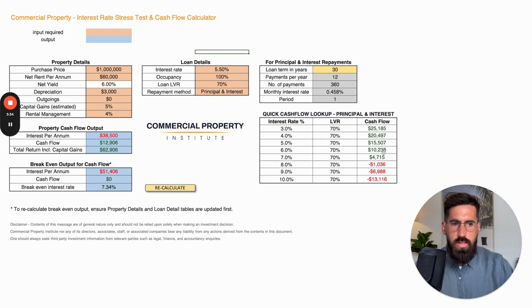And then you can actually see the interest rate where it becomes negative is actually a bit lower. Previously, it was around 8.5%. Now we're actually at 7.34%. So that extra repayments does change the cash flow.